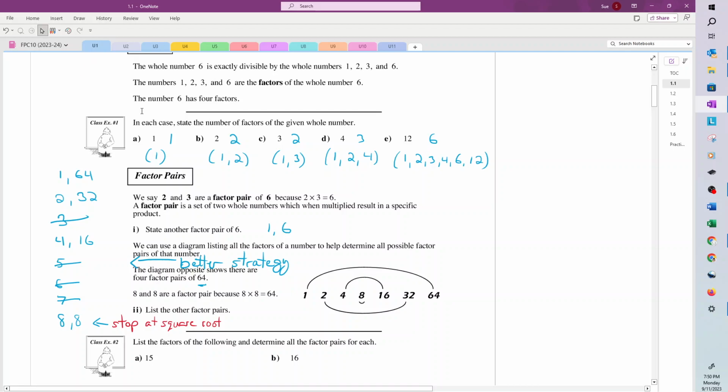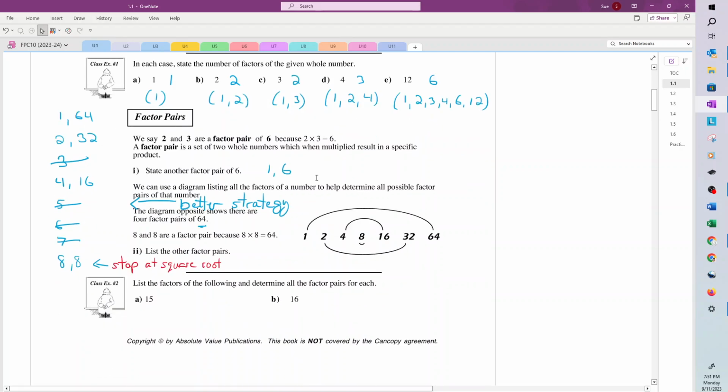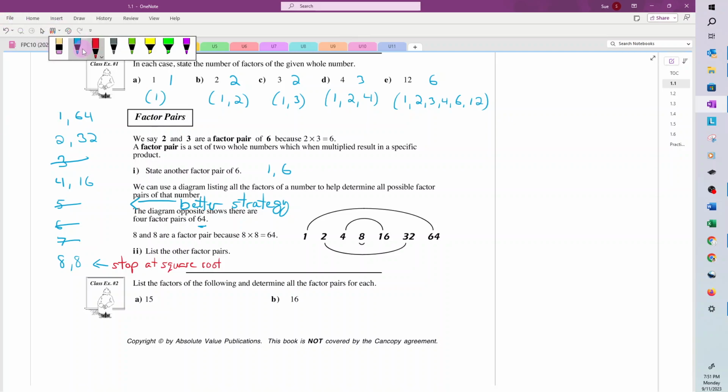Okay. All right. Example 2: list the factors of the following and determine the factor pairs for each. Well, I'm going to do those at the same time, because I'm going to use my table strategy here. So for 15, I can go 1 times 15. 2 doesn't work.